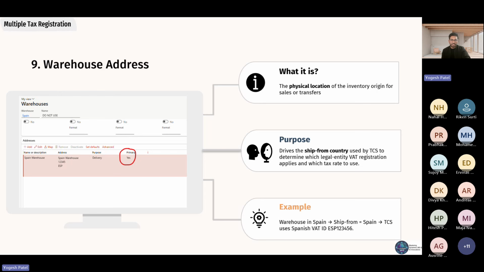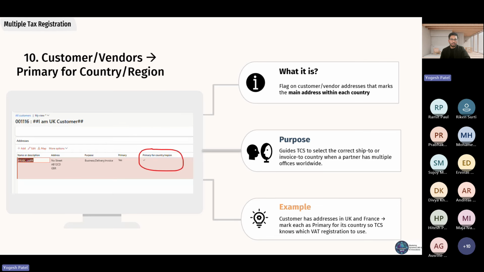So example here is that if a warehouse is located in Spain, then the ship from country is Spain. TCS automatically applies the Spanish VAT ID for that transaction, even if the company headquarters is in UK. So this step ties the physical movement of goods directly to your correct VAT logic as well.